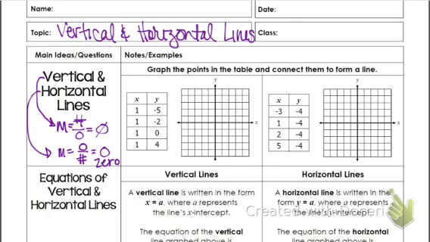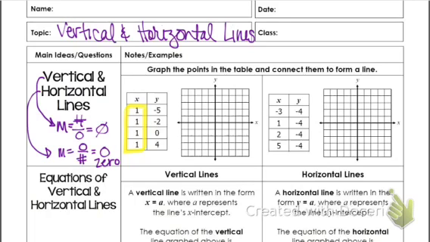Okay, check out these graphs over here. We need to focus on the tables first. We're going to graph those points, but before we even start graphing, I want you to look at them and notice which ones are the same. So over here on this one, the x's are the same. So if the x's are not moving left or right, what kind of line is this going to be? I hope you're thinking vertical because it's not moving left or right.